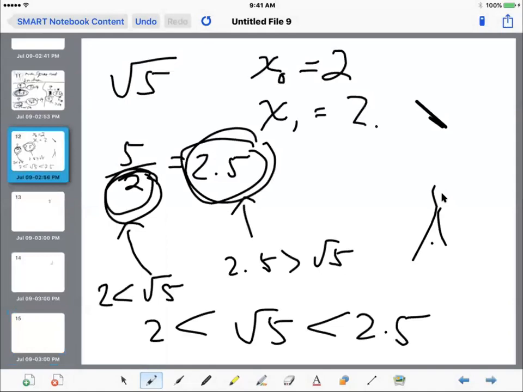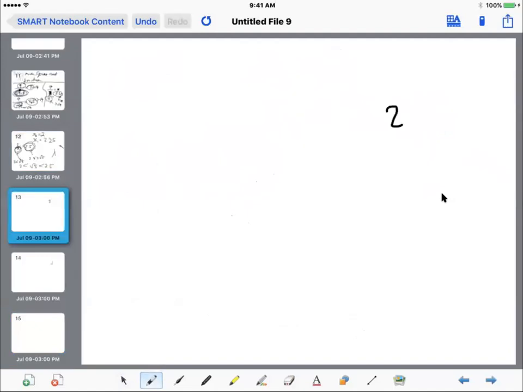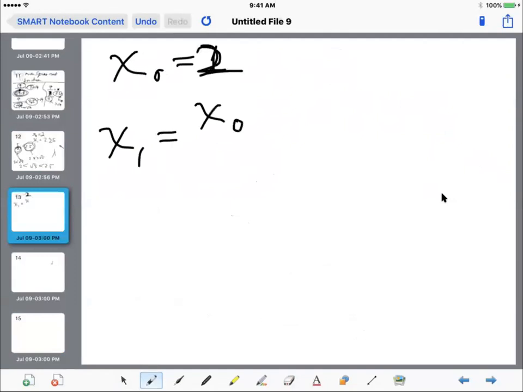Now, I wish I could just tell you that's the answer, but it's not. The square root of 5 is an irrational number, and we're not going to be able to get an exact answer with this process, but we're going to get an approximation. Let me go to a new page, and I want to show you how I'll do this with a formula. So x0 is 2, the old guess. x1 is the old guess plus 5 over the old guess, all over 2. That's the 2.25.